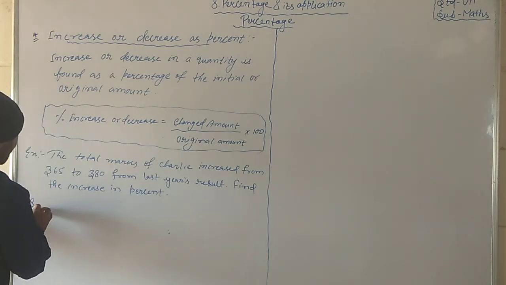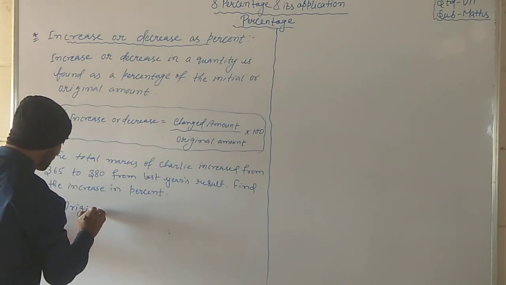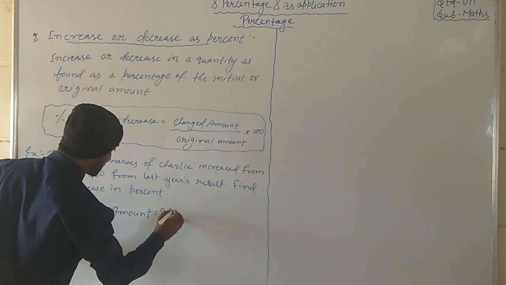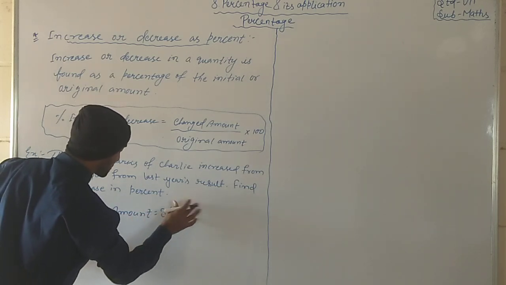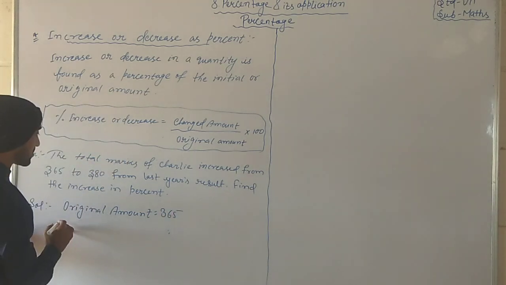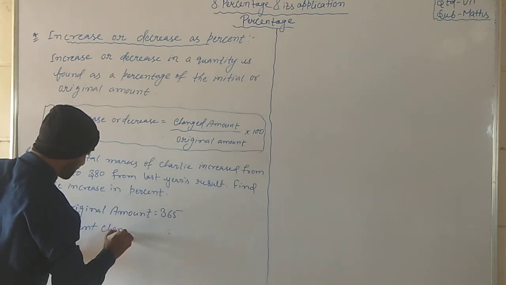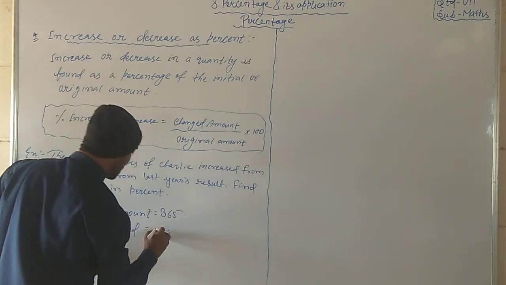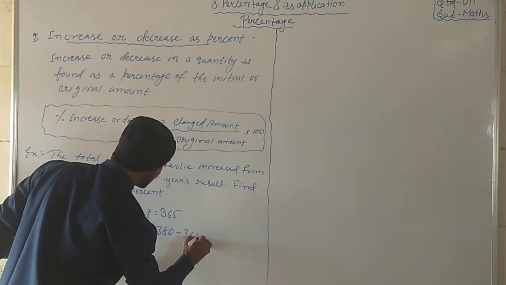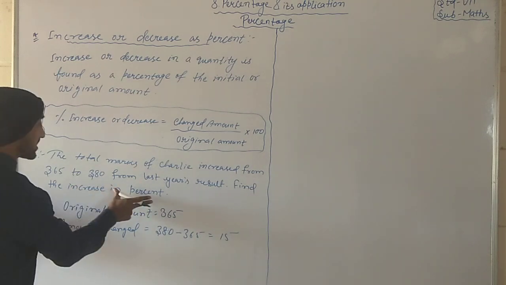Simple solution. What will we do? The original amount is 365. And what is the changed amount? 380 minus 365. What will the answer be? 15.